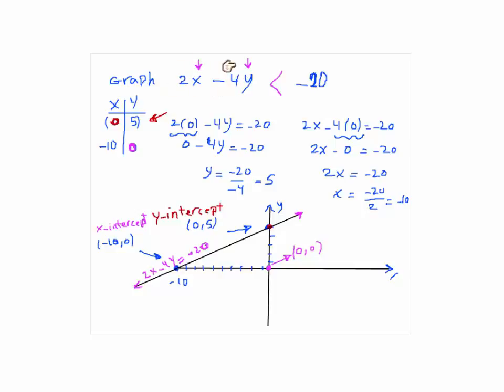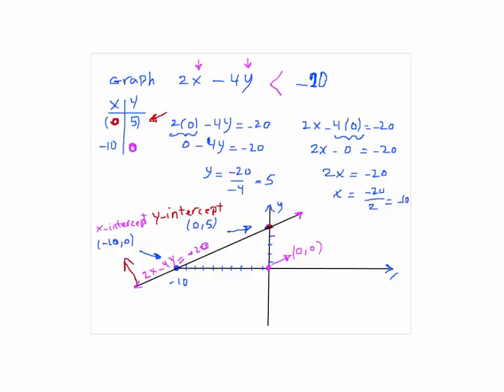So on the left hand side I get 0. 0 is less than minus 20. Does that make sense? Anyone? No, it doesn't. 0 is not less than. 0 is greater than minus 20. So 0 cannot be the solution. 0, 0 cannot be the solution. So it means the solution must be above the line. So yeah, it has to be above the line.